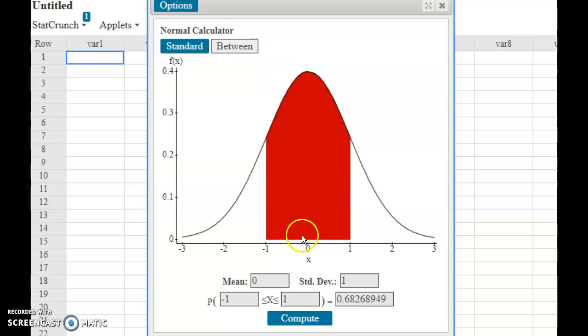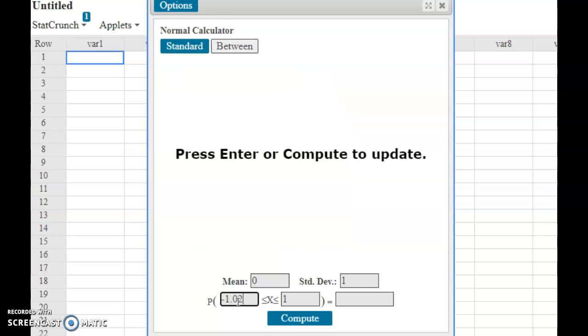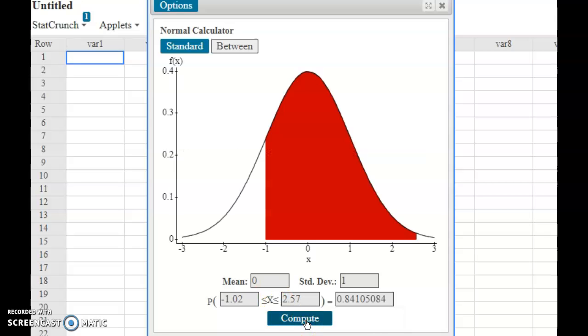That's the between option over here, which gives us the area. We're looking for the area between negative 1.02 and positive 2.57, and it's going to calculate over here 0.841, or if we round it to 4 decimals, 0.8411. So again, all three of these scenarios are very straightforward and pretty easy to find. All you have to do is use the correct symbol.